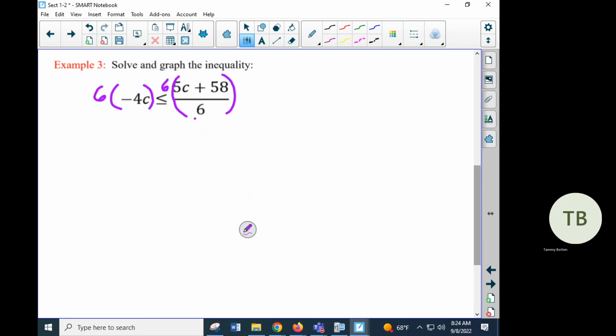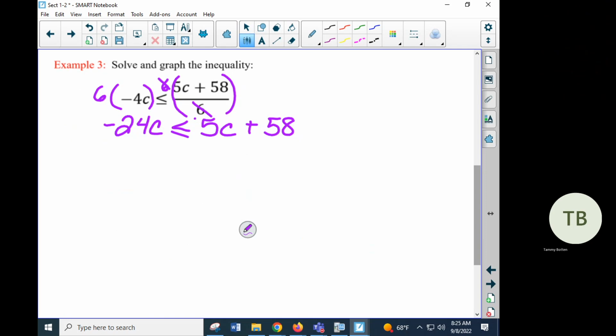Okay, so on this side, in that case, if you were multiplying by a -6 on both sides, you would have to flip the sign. But here we don't have to because it's positive. So 6 times -4c is -24c. Now, what happens on this side is these sixes just cancel because you have one on top and one on the bottom. And then it's 5c plus 58.